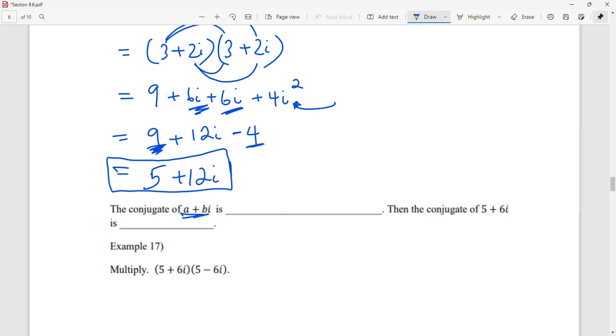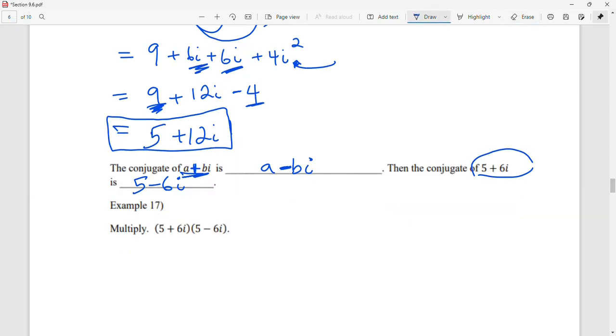The conjugate of a plus bi is a minus bi. So it's exactly the same expression except the signs in the middle are opposite. So what do you think the conjugate of 5 plus 6i is? Well, it's got to be 5 minus 6i. Let's recall from last time, if I multiply two conjugates together, we have a plus b times a minus b. This is equal to a squared minus b squared. So we can use this shortcut when multiplying this expression out.